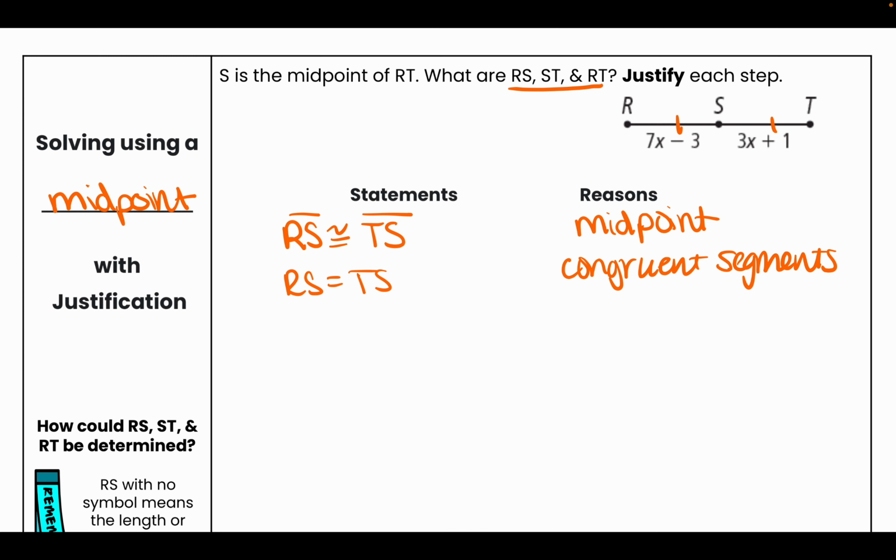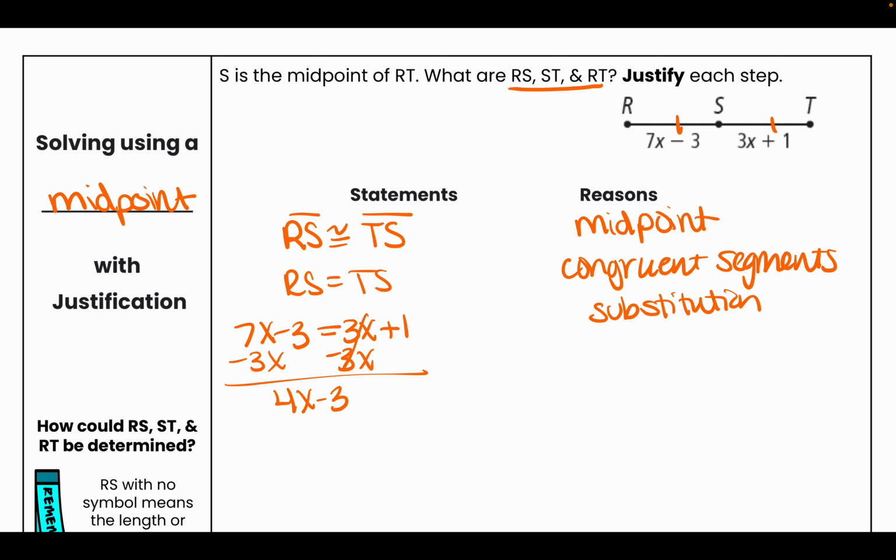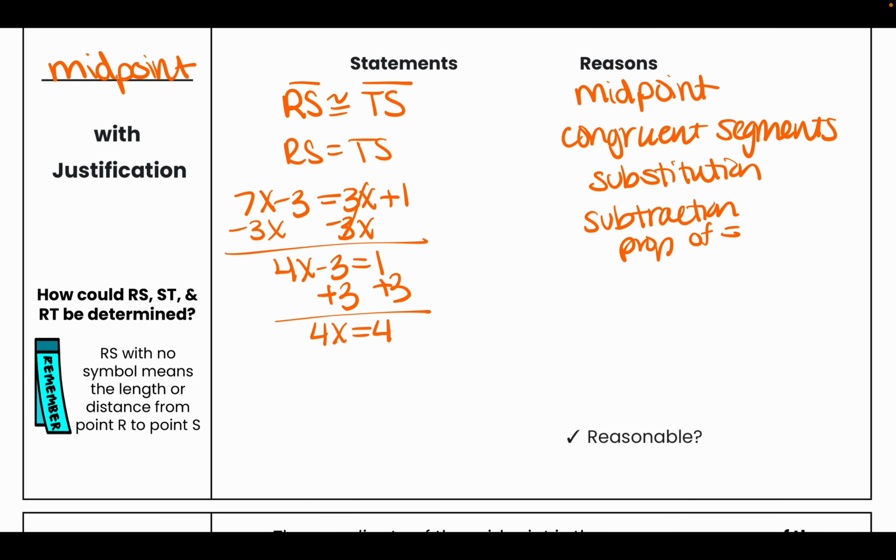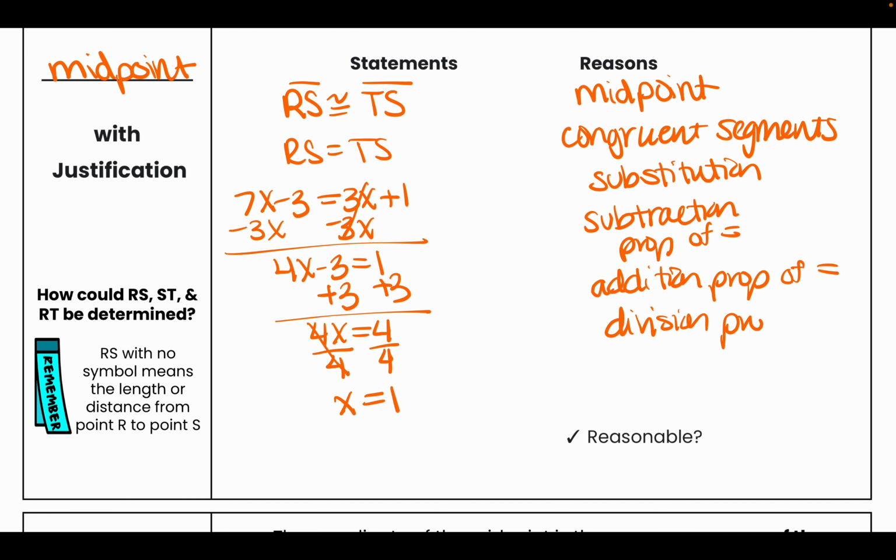From there we can plug in, so 7x minus 3 equals 3x plus 1. That is substitution. Now we minus 3x from both sides. We have 4x minus 3 equals 1. That was our subtraction property of equality. Now we add 3 to both sides, so we get 4x equals 4. That was our addition property of equality. Now we divide by 4, so we get that x equals 1. And that was our division property of equality.